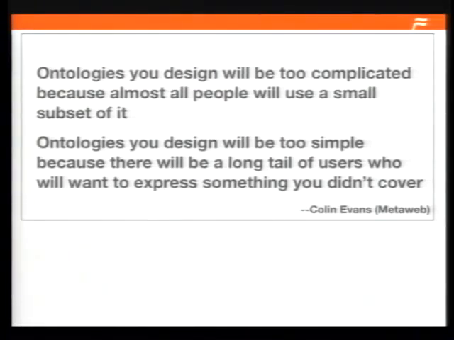And he said, the problem is that you go off and you create an ontology, and it's way too complicated, no matter what. And that's because you go off and you actually see what people are doing with it, and they're actually using just little bits and pieces of it here and there.